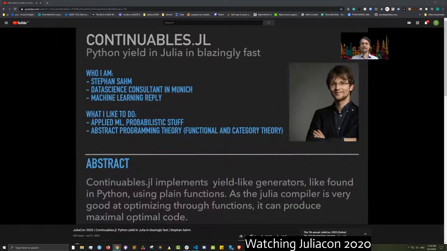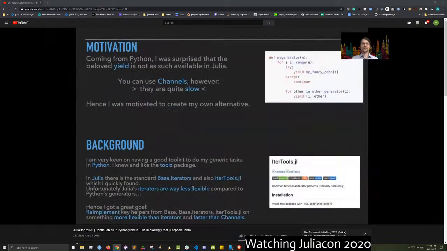Continuables implement yield-like generators, like those found in Python, using plain functions. As the Julia compiler is very good at optimizing through functions, it can produce maximally optimal code. Let's take a look. I came from Python and wanted to have this nice yield syntax. You see it on the right, where you can use whatever code you want and build a generator out of it. That's possible in Julia with channels. However, they are quite slow.